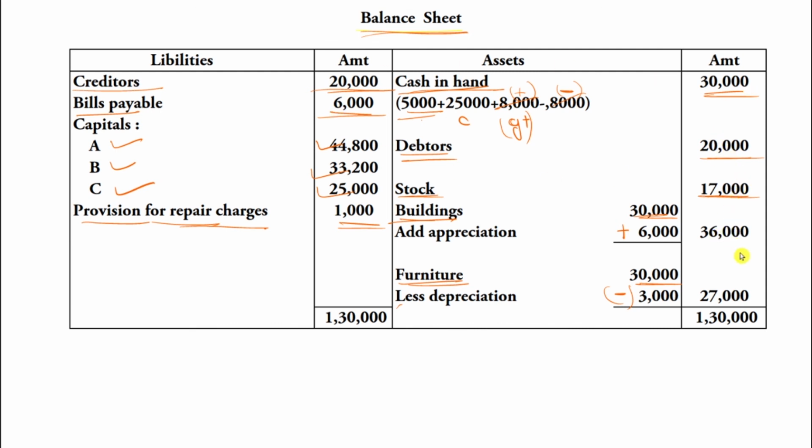30, 20, 17, 36, 27 will become 1,30,000, and again 26,000, 44,800. Again all the amounts will come to 1,30,000. So that's it. This is how you need to solve this problem as per the accounting standard.